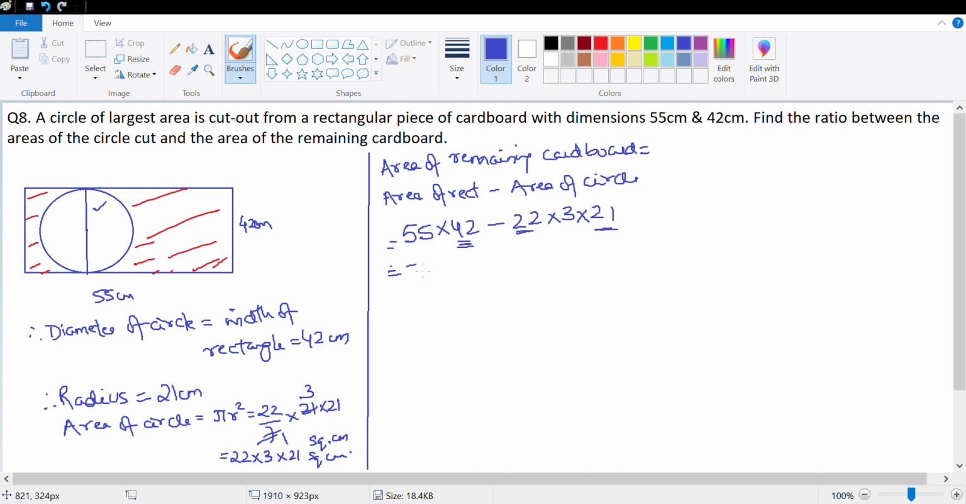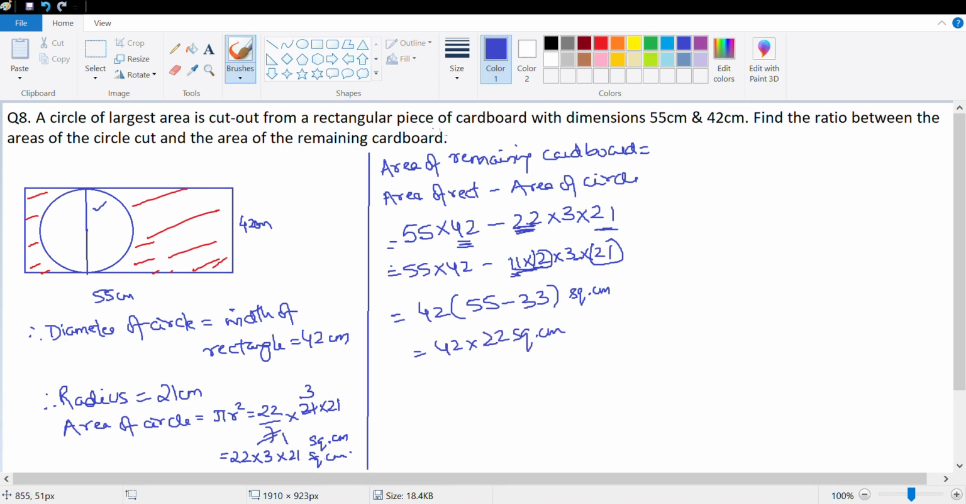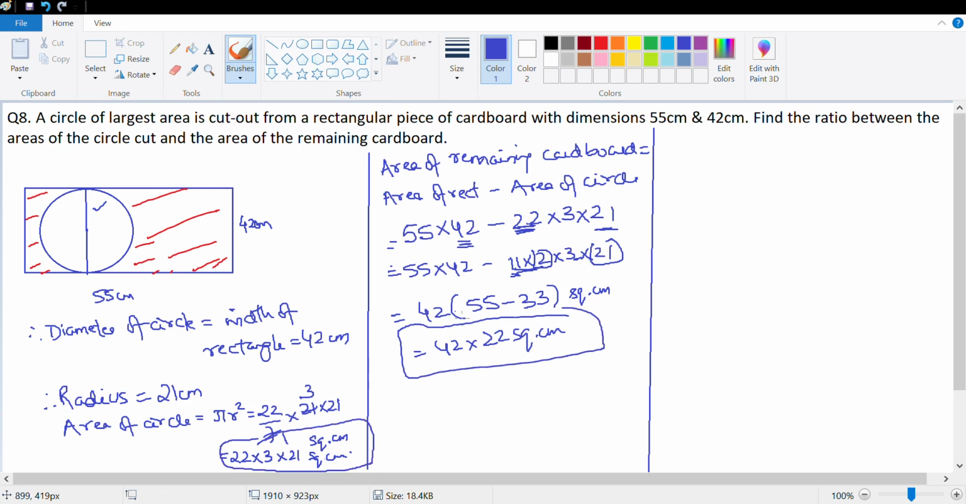So let me just write this as 55 into 42, and I will write this as 11 into 2 into 3 into 21. I'm just writing 22 as 11 into 2. Now I notice that 21 and 2, that's 42, is common. So this would become 42 times 55 minus 11 into 3, that's 33 square centimeter, which is 42 times 55 minus 33, that's 22 square centimeter. Like I said, I prefer to not do complicated calculations in the beginning and look at some formulae or arithmetic calculations that we know. Now that we know the area of the remaining cardboard and we know the area of the circle, let's see if we can find the ratio.